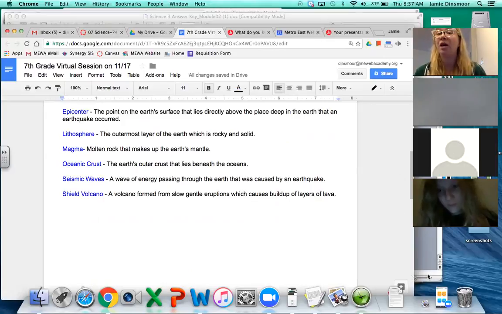And yes, like a pot of boiling water is an awesome description of convection, right? The water is constantly moving and churning with currents. Lithosphere is the outermost layer of the Earth, which is rocky and solid. Magma is the molten rock that makes up the Earth's mantle. Oceanic crust is the crust that lies beneath the ocean. I like that one because it sounds like common sense.